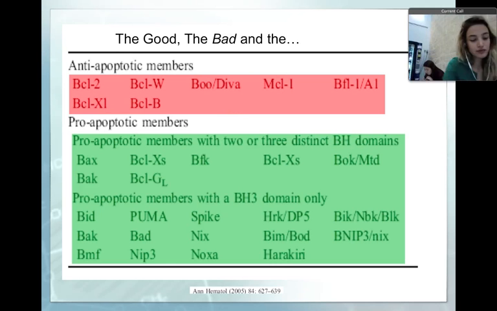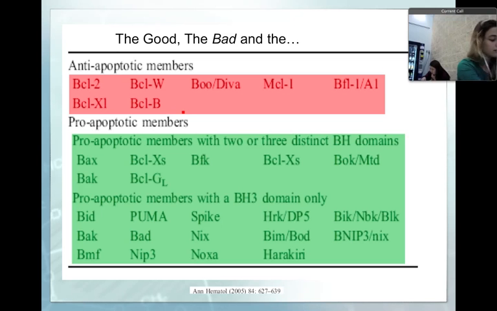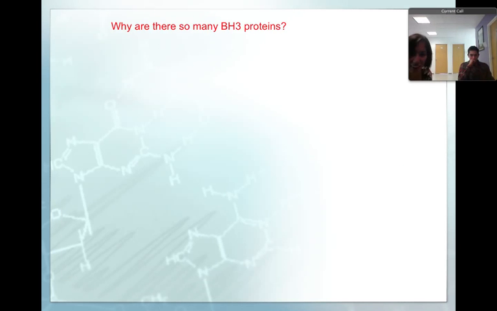Okay. You know these proteins, right? That there's these pro-apoptotic proteins and anti-apoptotic proteins. And so a very good question that you might have is, why are there so many of them, right? I mean, you look at this and you think, how many? You only need one to kill a cell, right? So it seems crazy to have a dozen of these things like spike and harikari and all this stuff, right? It seems really funny. So why are there so many BH3 proteins?